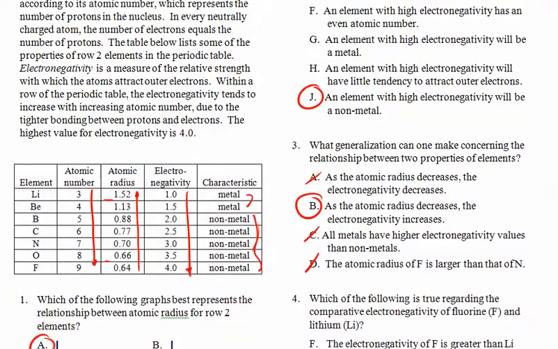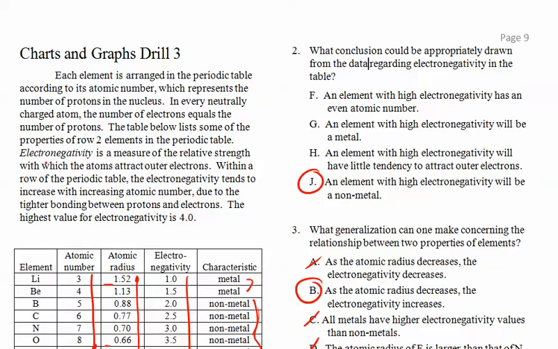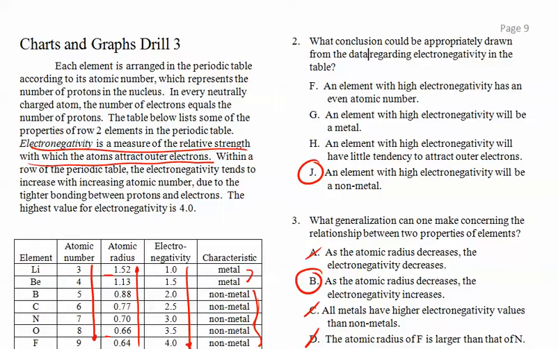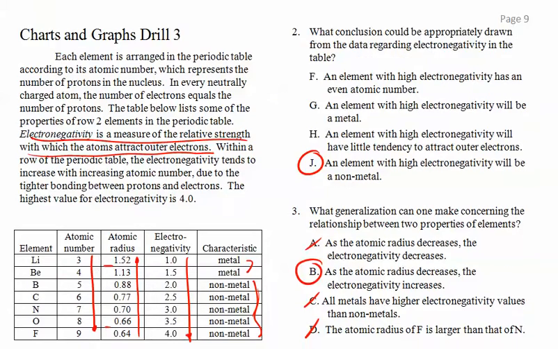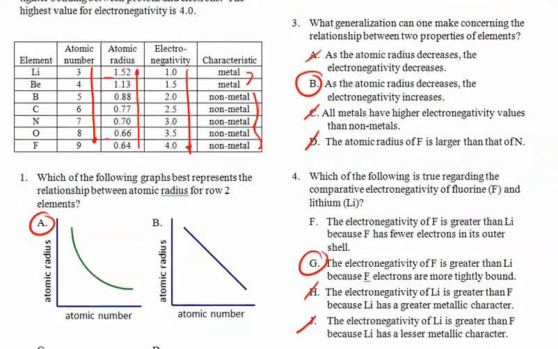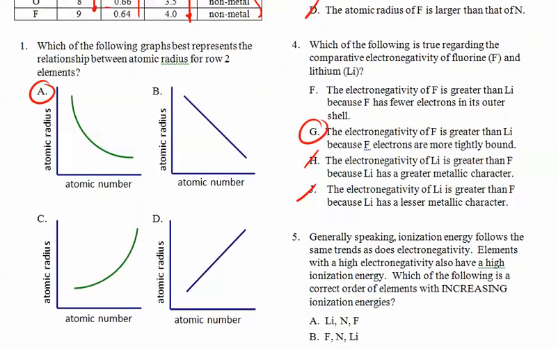And this happens a lot where you have to go find those. It's a measure of the relative strength with which atoms attract outer electrons. So they're more tightly bound, they attract more electrons. It says it somewhere in here. Yeah. This is borderline prior knowledge, so you've got to be careful. But at least you should be able to get it down to F and G.